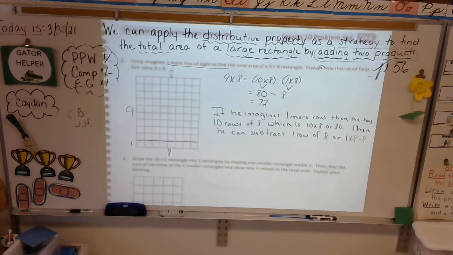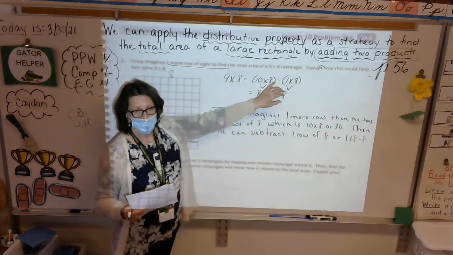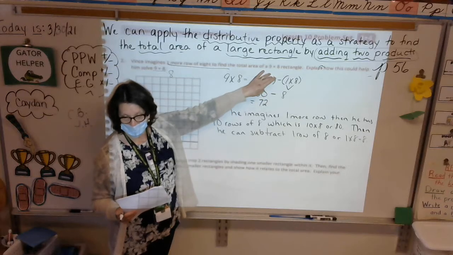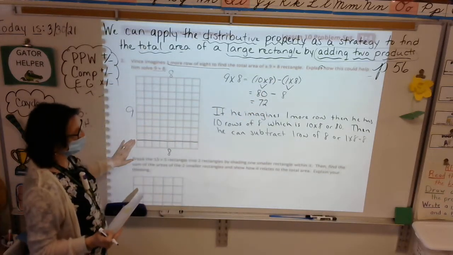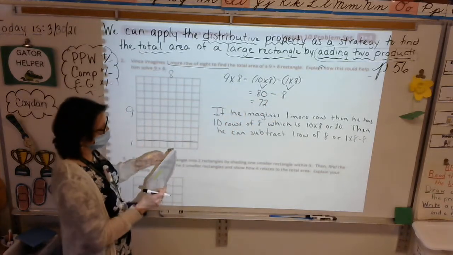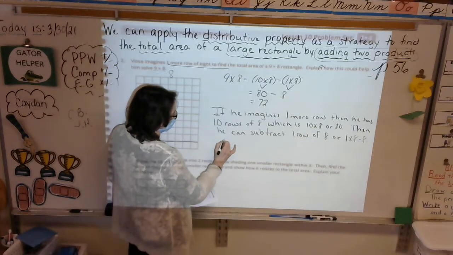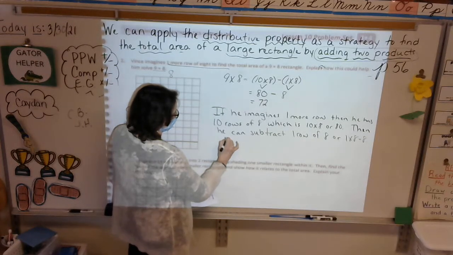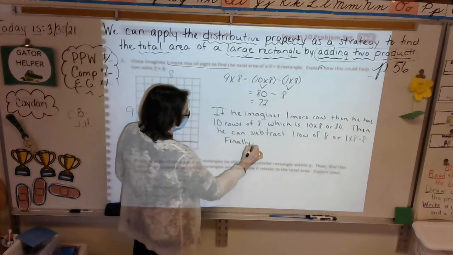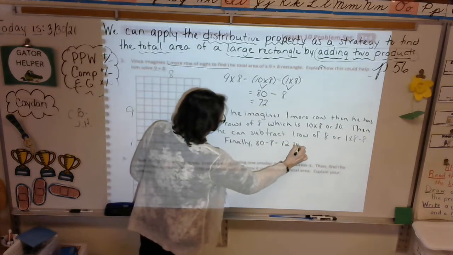And then finally, what can he do? Finally, he can subtract 8 from 80 to get 72. Nice job. All we're doing, boys and girls, is we're describing what we wrote mathematically here. He imagined 10 rows of 8. He subtracted 1 row of 8. 10 rows of 8 is 80. 1 row of 8 is 8. You subtract those two numbers, you will get 72. So our last step is finally 80 minus 8 equals 72 squared.